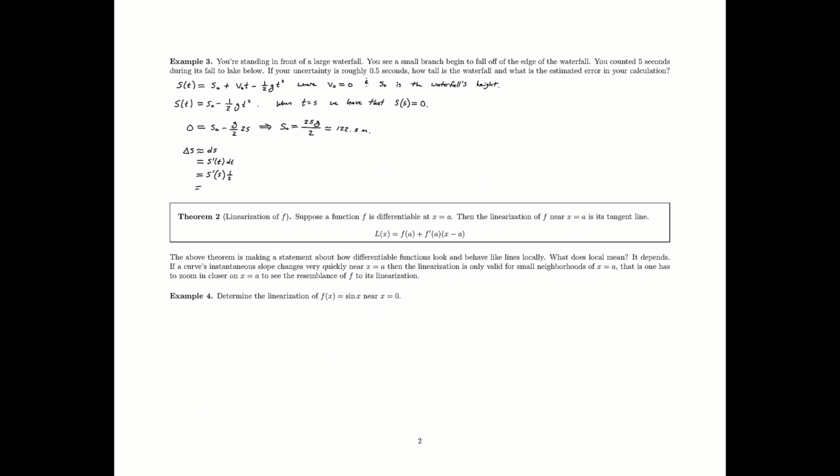So s prime, let's for a second go ahead and get s prime. S prime of t is negative gt. So if we plug in 5, this is negative 5g over 2, which is approximately negative 24.5 meters.